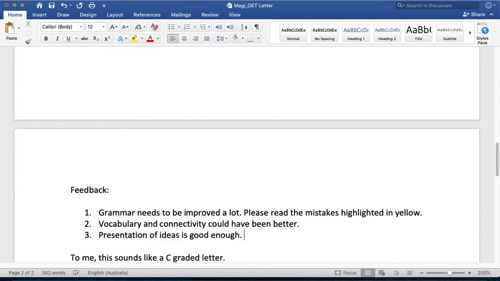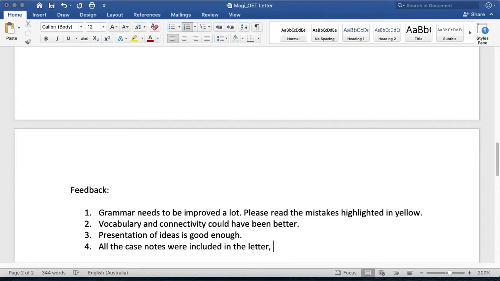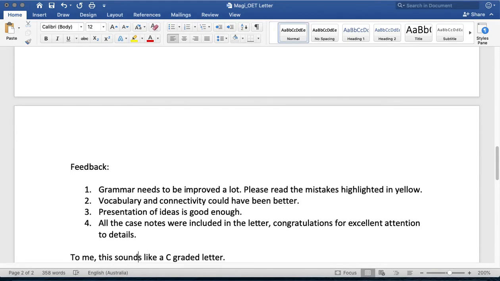When I checked the case notes, she has included all the case notes in the letter. Congratulations for excellent attention to detail. This is the good thing about her letter. She was able to pick up all the relevant case notes, and she was able to include them in sentences as well. But unfortunately, her grammar is dragging her score from B grade to C grade. She needs to focus more on her grammar and the connectivity.